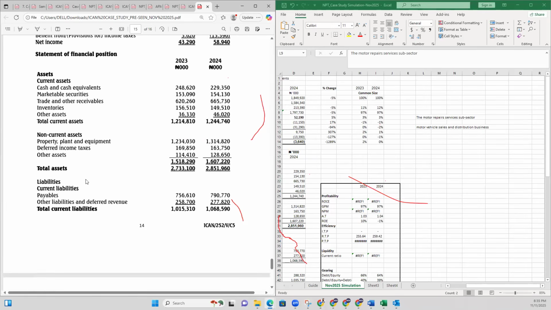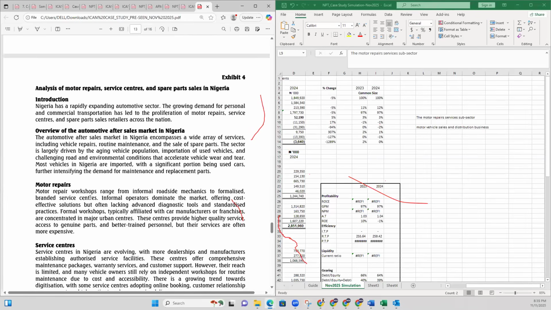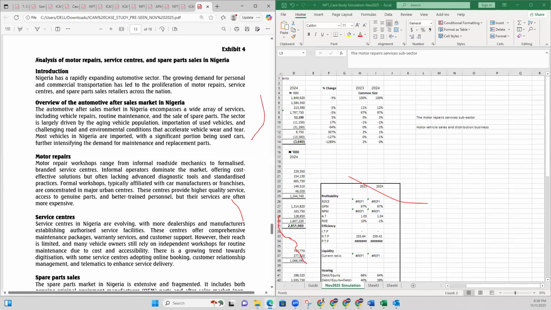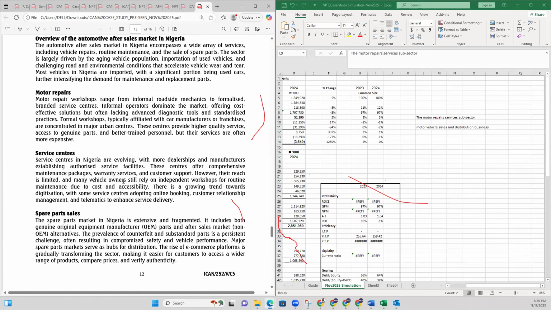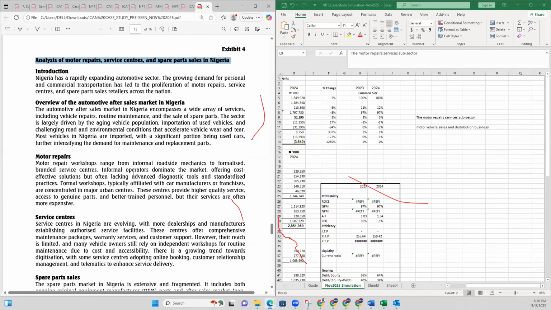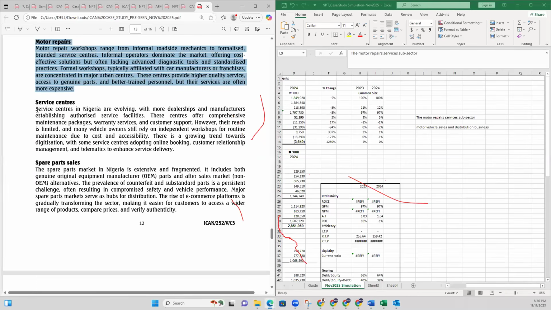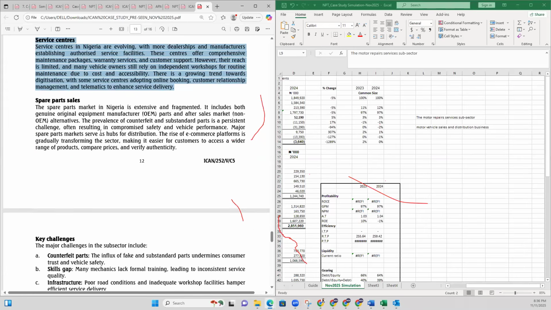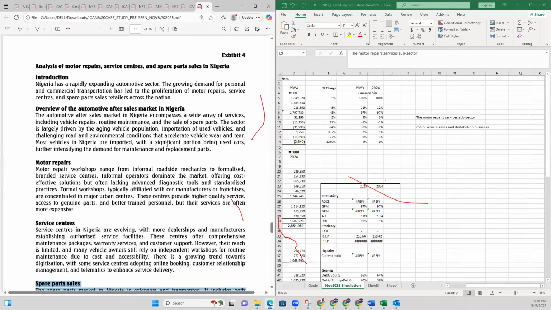If you look at time, you will see that we have invested a lot of time in reading this detail. And what I'm just going to do is to re-summarize the last exhibit 4, where it looks like they actually presented what you had in exhibit 2 in a summary form, but they emphasized on some things, if you notice. So if you look at it here now, this is just the normal overview. They now specifically talked about motor repairs. They talked about service center, and they talked about spare parts sale, right?